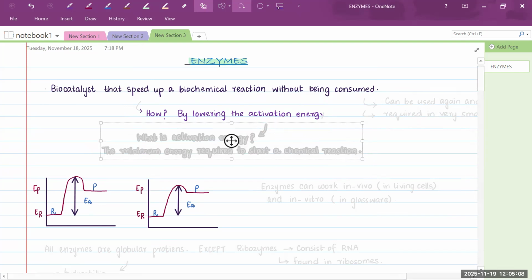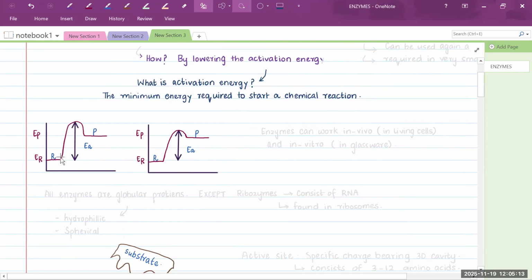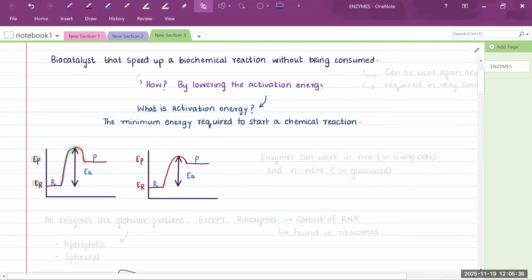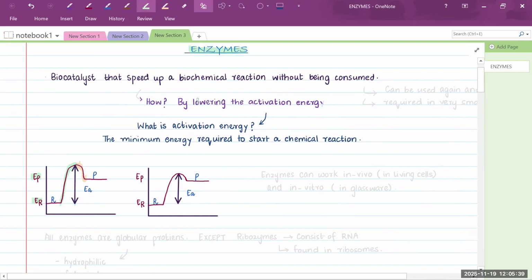For example, we have this graph here, right? This is the energy of products. This is the energy of reactants. And now this energy here from converting reactants to product is the activation energy. This can be done on its own, but this green highlighted one is the activation energy required to convert the reactants into products. And the enzyme speeds up a chemical reaction by lowering the activation energy.